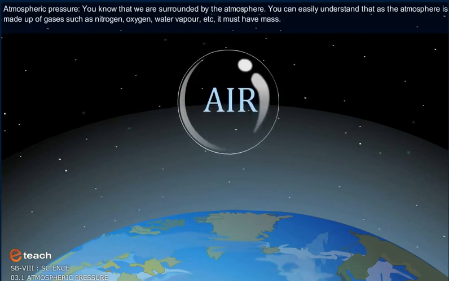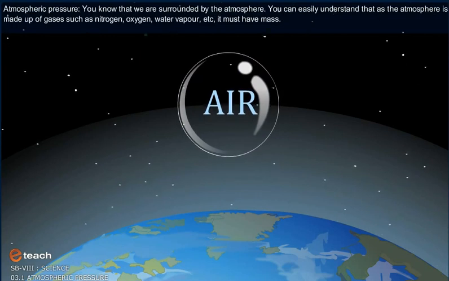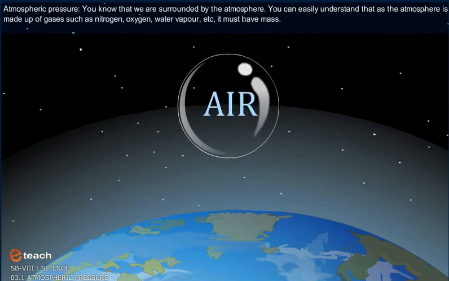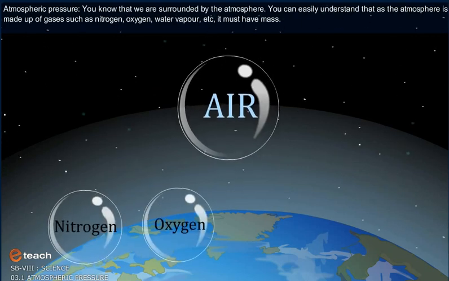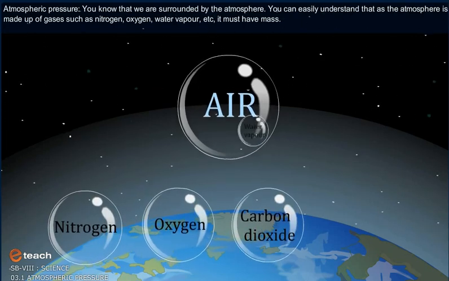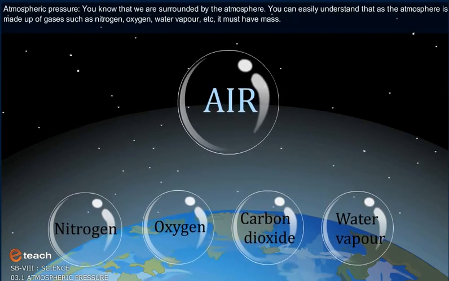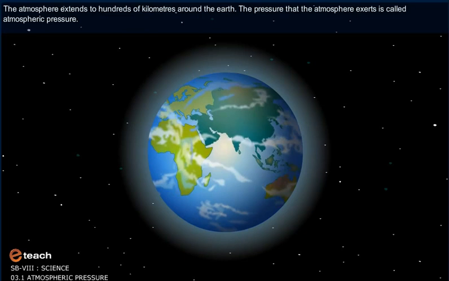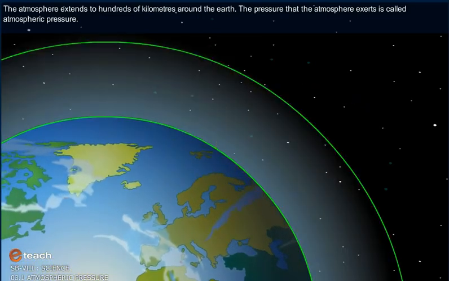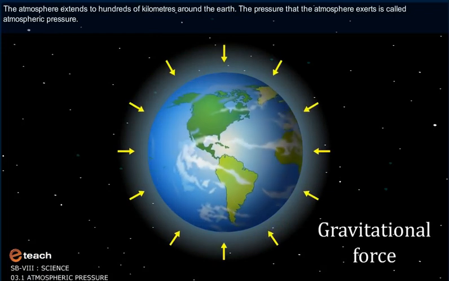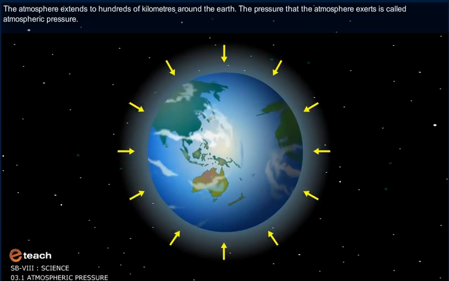Atmospheric pressure. You know that we are surrounded by the atmosphere. You can easily understand that as the atmosphere is made up of gases such as nitrogen, oxygen, water vapor, etc., it must have mass. The atmosphere extends to hundreds of kilometers around the Earth. The pressure that the atmosphere exerts is called atmospheric pressure.